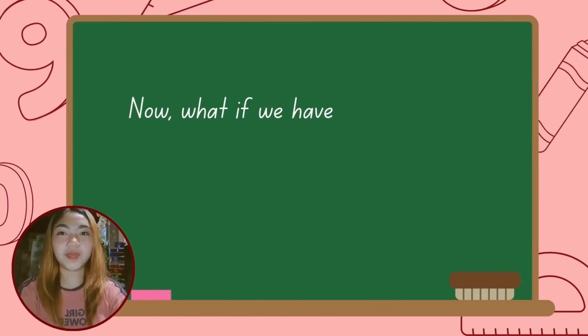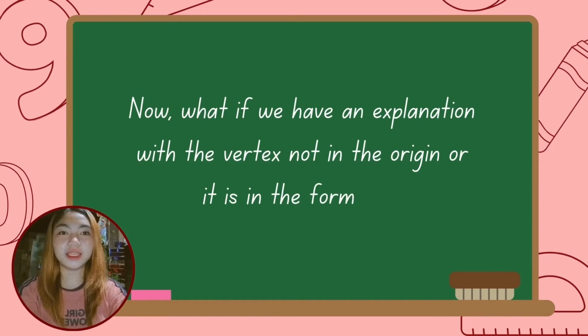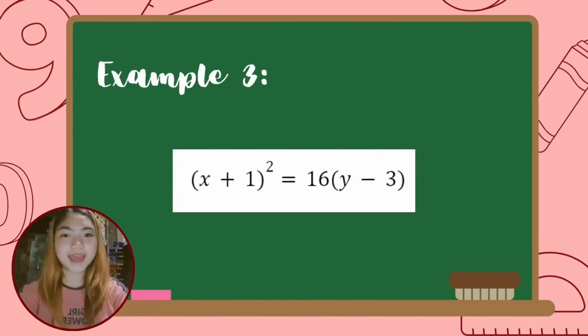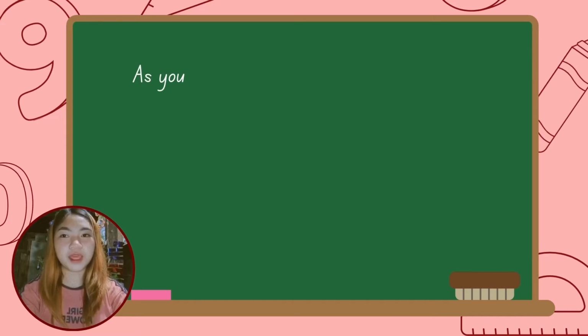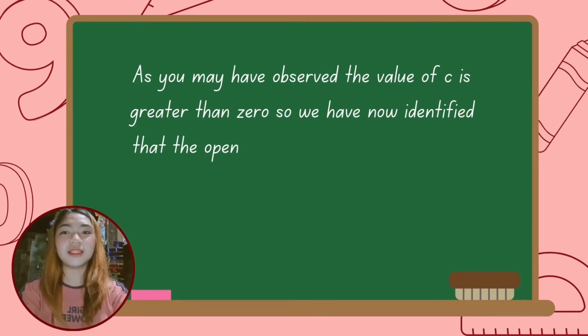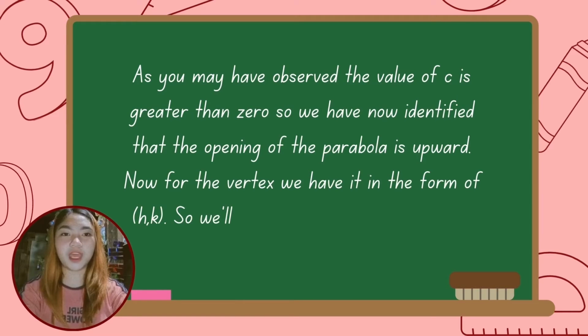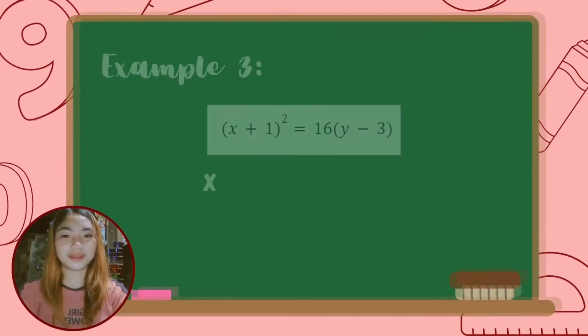Now, what if we have an equation with the vertex not at the origin, or in the form h and k? Example number 3. X plus 1 squared equals 16 times y minus 3. As you may have observed, the value of c is greater than 0, so we have now identified that the opening of the parabola is upward. Now, for the vertex, we have it in the form of h, k. So we just have to equate to 0 from the given.